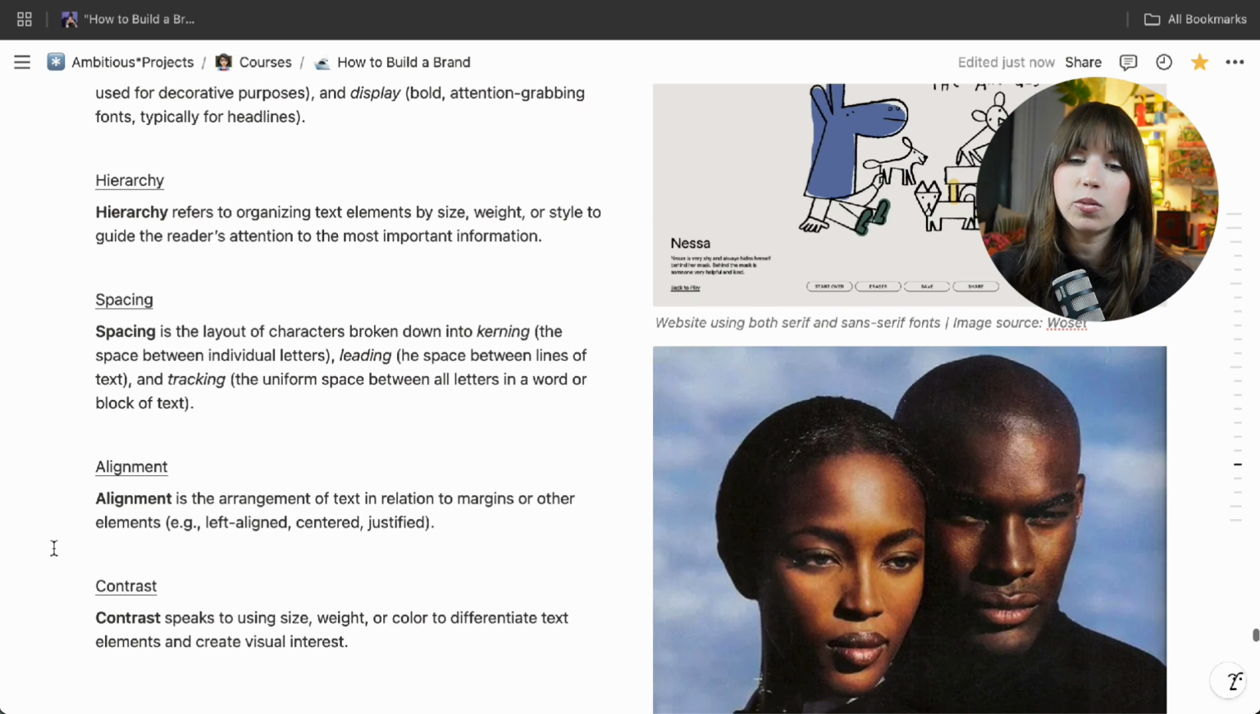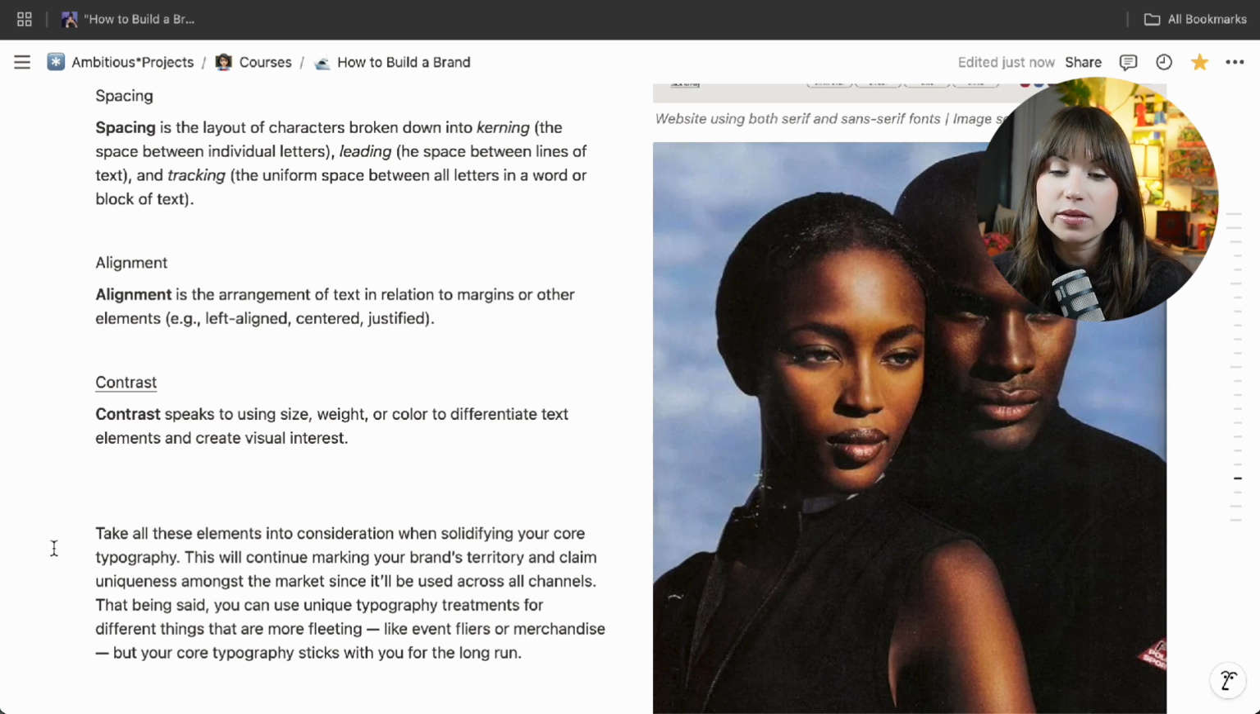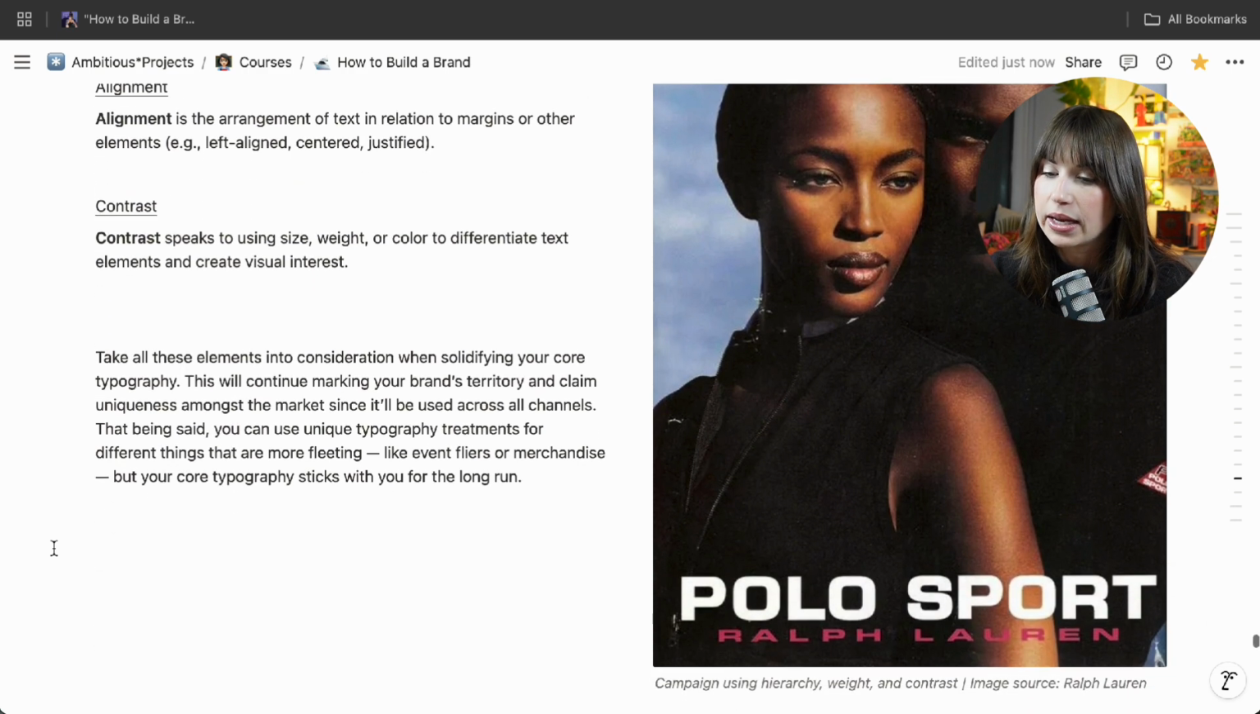We also have hierarchy, which refers to organizing text elements by size, weight, or style to give the readers a flow of attention. Spacing is the layout of characters broken down into 3 different things. We have kerning, which is the spacing between individual letters, leading, which is a space between the lines of a text, and tracking, which is the uniform spacing of all letters in a word or a block of text. Alignment is the arrangement of text in relation to margins or any other elements, so like left aligned, centered, etc. And we have contrast, which speaks to using size, weight, or color to differentiate text elements and create visual interest, like this Polo Ralph Lauren ad here.